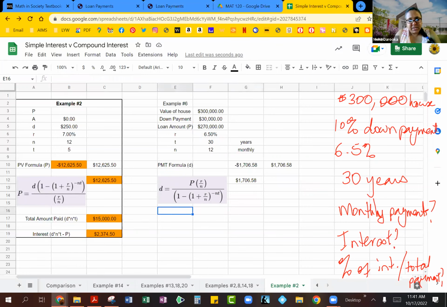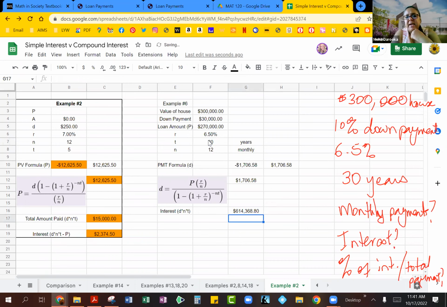So for her interest calculation, of course, we're going to take our D value that we just calculated, multiply that with the monthly payment. So 12 times 30 years. So D times N times T. And this will come out to be, let's see, I'm going to use the positive number here. So equal to our positive number times N, which is 12, times T, which is 30 years.